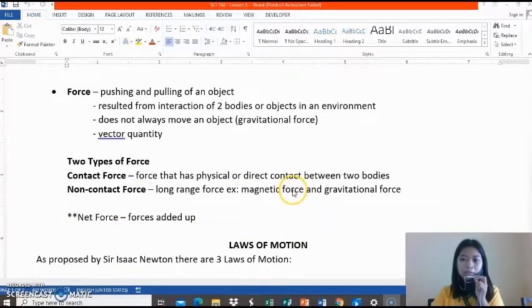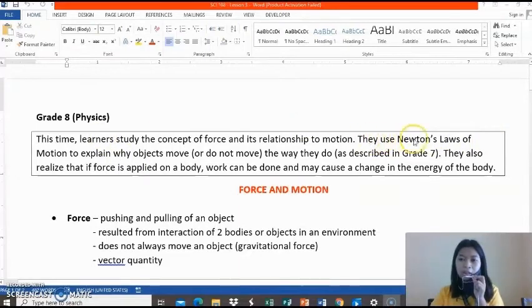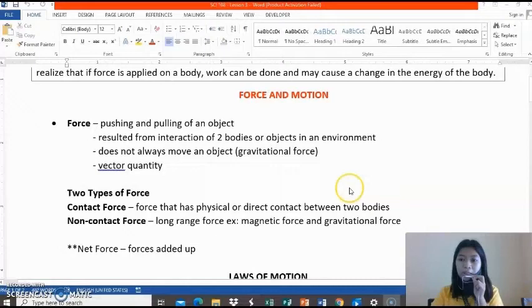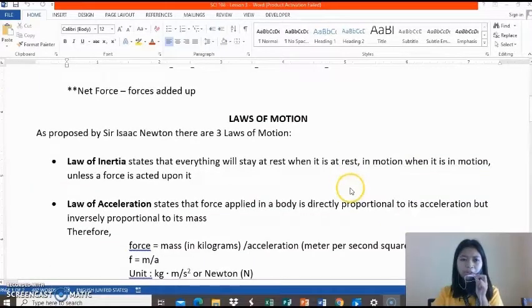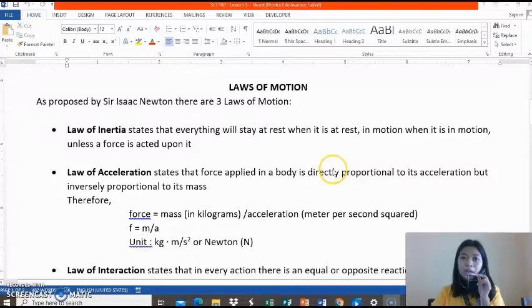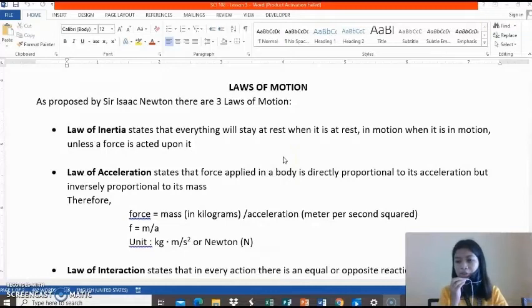Next, in grade 8 also, they need to discuss the three laws of motion. The first law is the law of inertia. The laws of motion were proposed by Sir Isaac Newton. The law of inertia states that everything will stay at rest when it is at rest and in motion when it is in motion unless a force acts upon it. So, tatakbo ang isang bagay hanggat walang force na tumitigil dito or magiging stay lang siya doon hanggang walang force na tumutulak sa isang bagay. Ganun lang yung law of inertia.